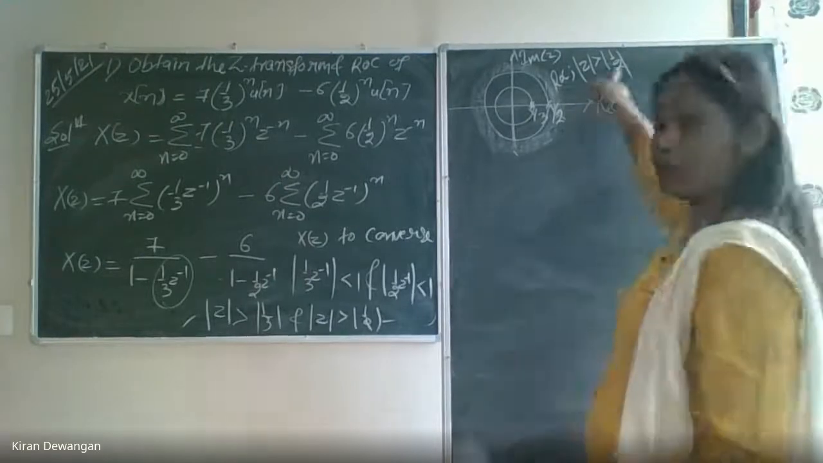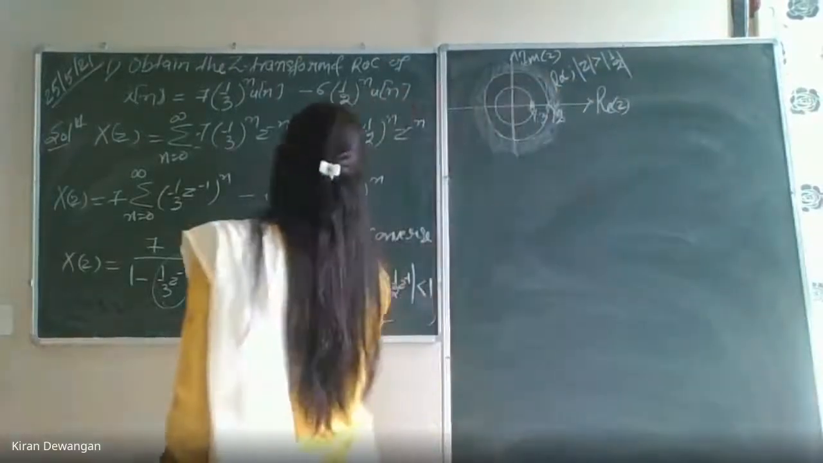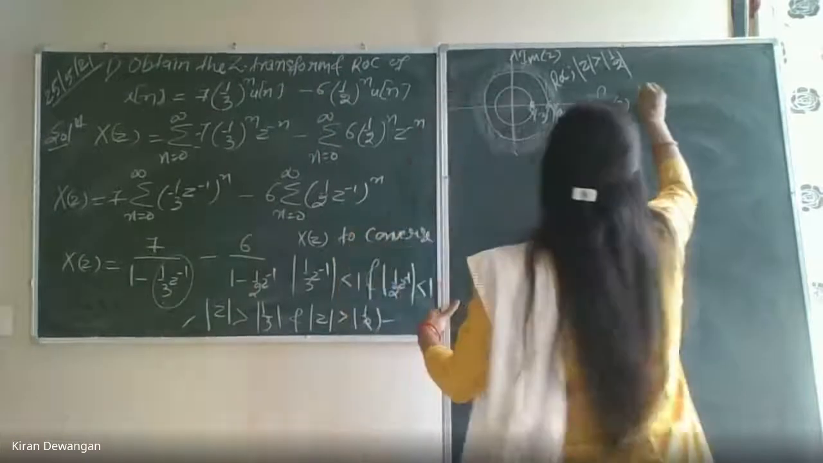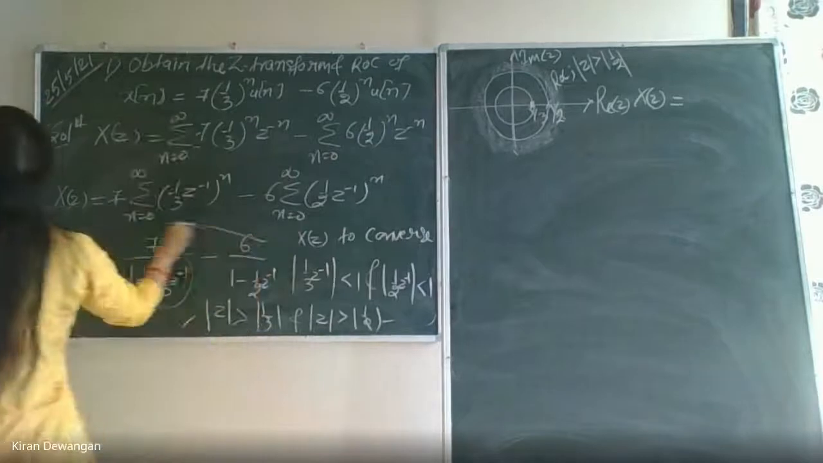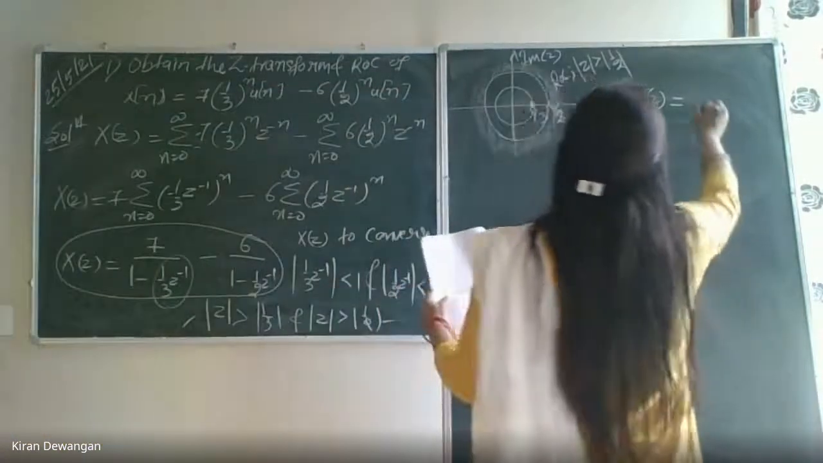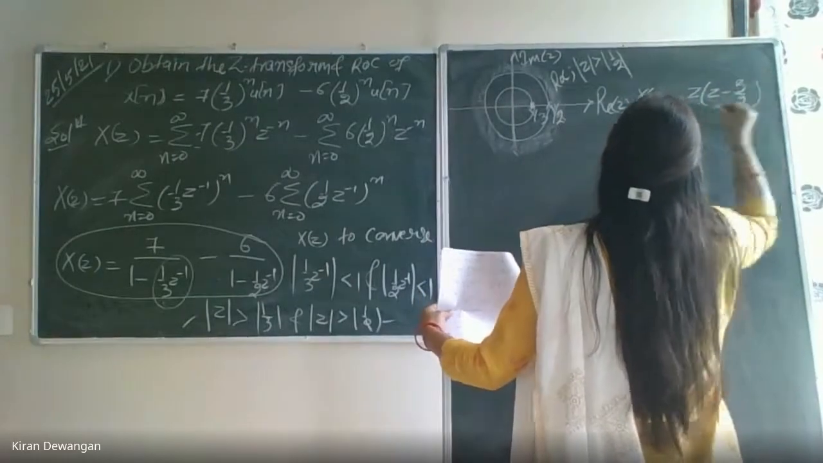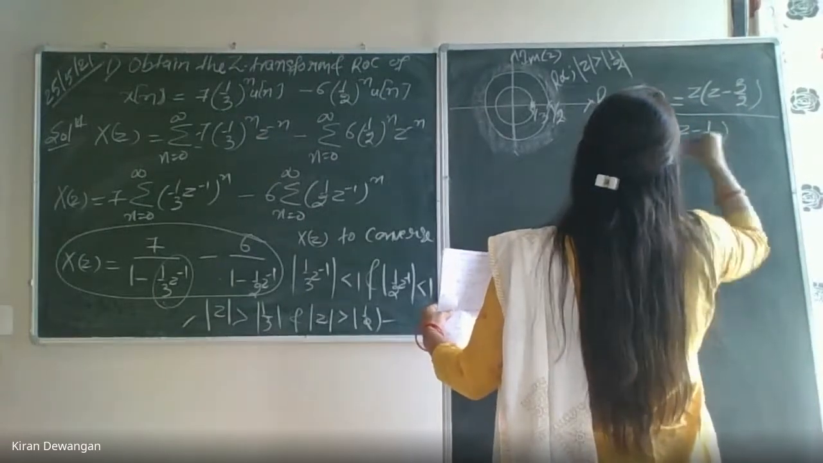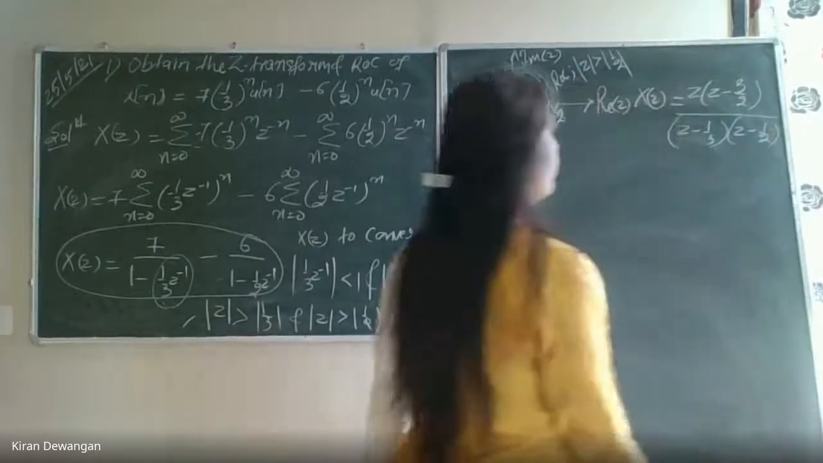The mod of z will be greater than 1 by 2. Clear? So this is going to be our ROC. And if we calculate our X(z) further, अगर हम इस X(z) को further solve करते हैं, it will be of the form z(z − 3/2) / ((z − 1/3)(z − 1/2)).